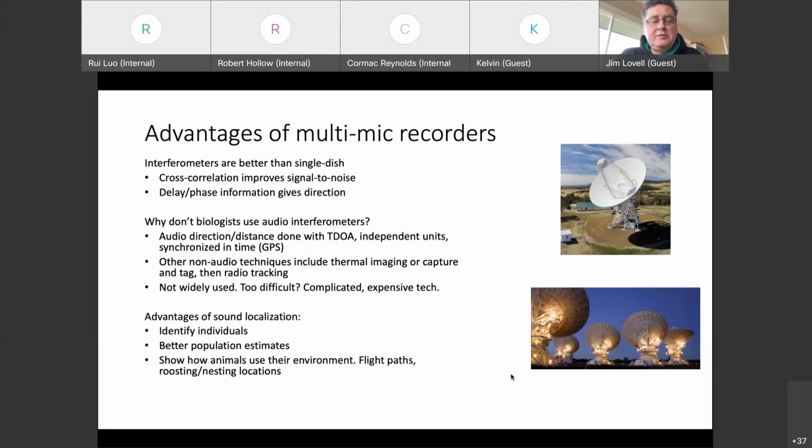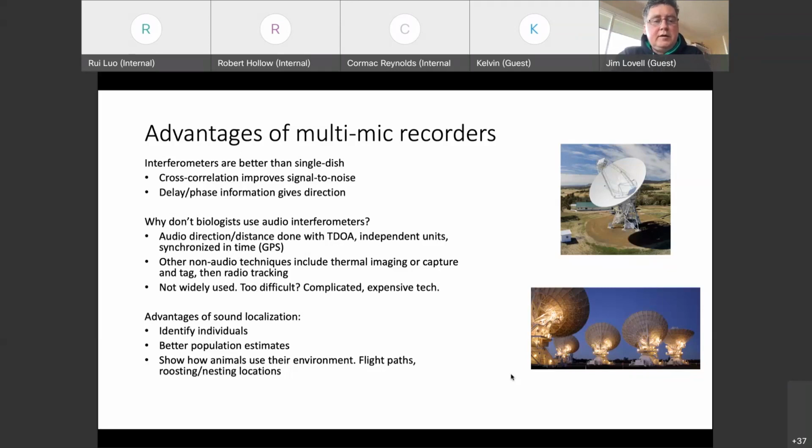Capture and tag is intrusive and a lot of work, and disturbs the animal you're looking at. And again, is quite a lot of survey work. You can't do that sort of radio tracking. Well, maybe you can, but it's much more difficult to do it in an automated fashion. So it's not widely used. It seems to be a little bit tricky, and it can be quite complicated to process the data, and the tech can be quite expensive.